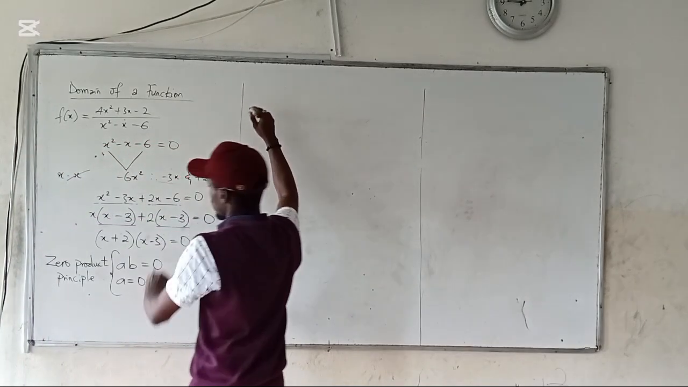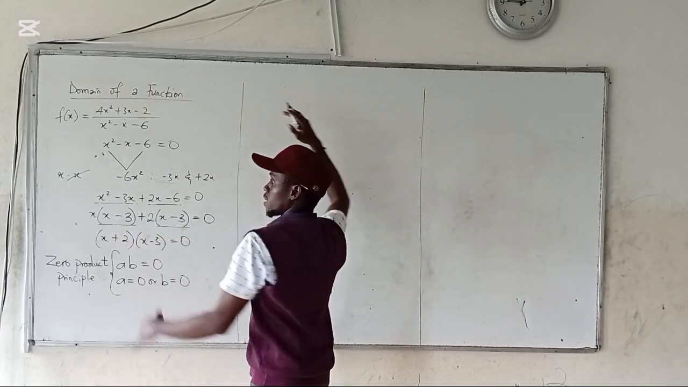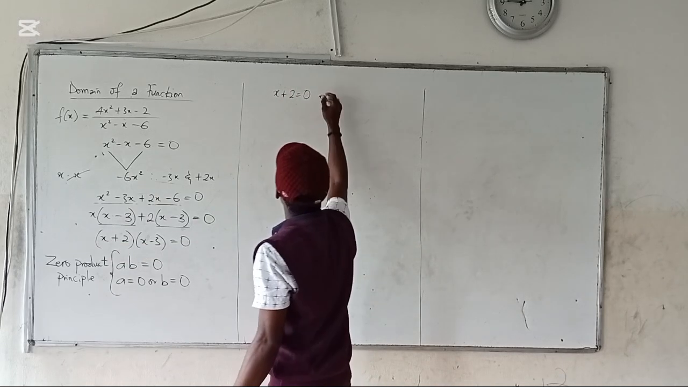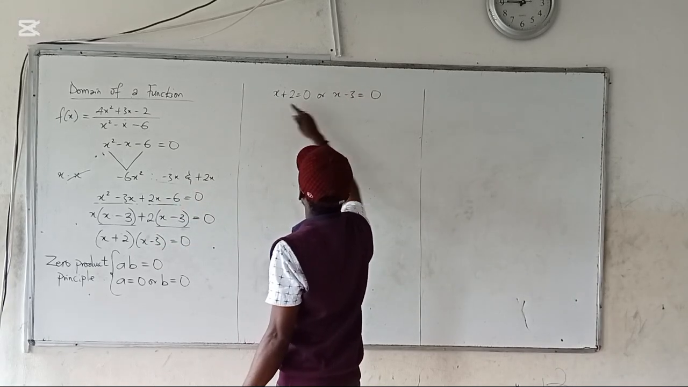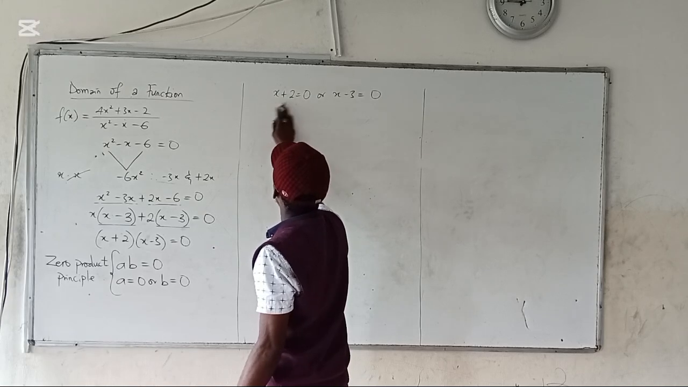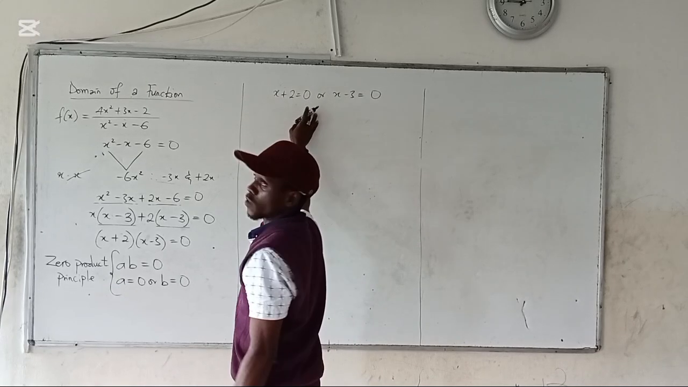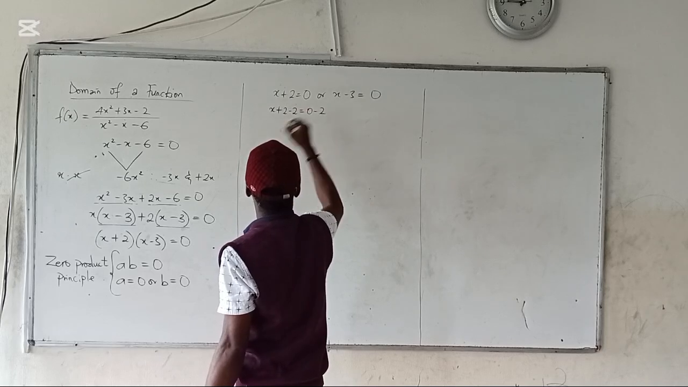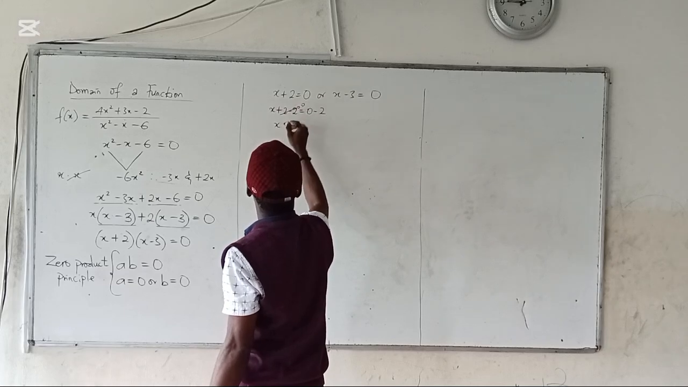So what we are going to do now is take the first bracket, x plus 2 equals 0, or the second bracket, x minus 3 equals 0. From here, what do we get? For you to eliminate this plus 2, you subtract 2 from both sides. That is x plus 2 minus 2 equals 0 minus 2. And x plus 2 minus 2 is 0, so I will be left with x equals 0 minus 2, which is minus 2.